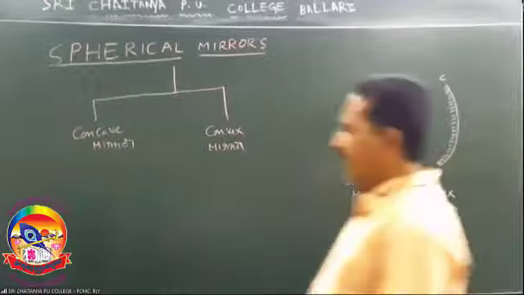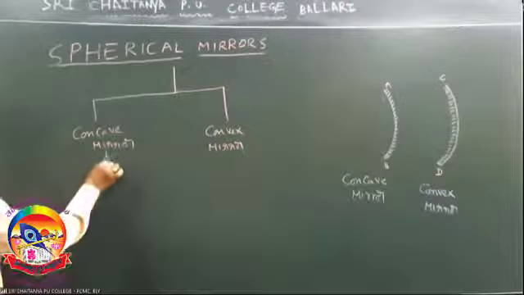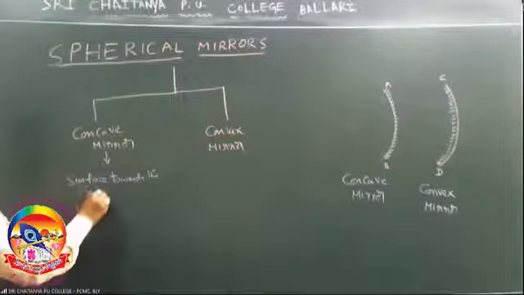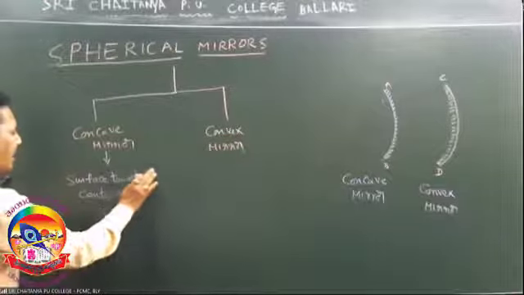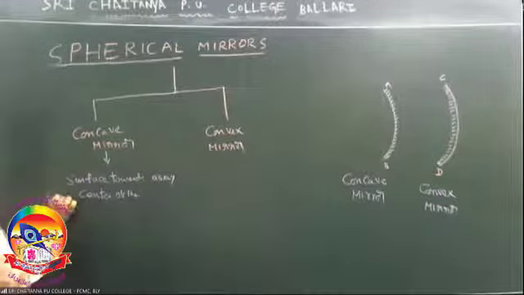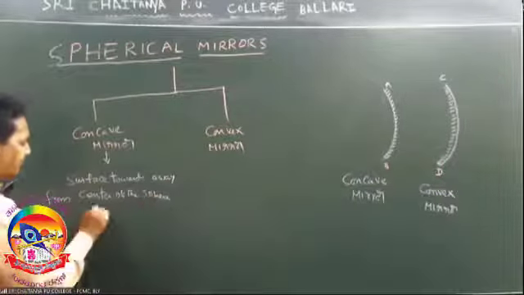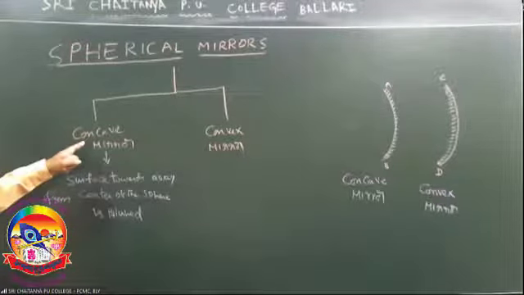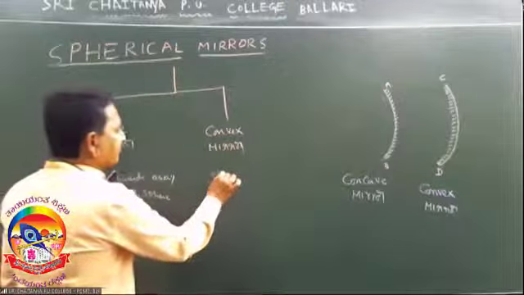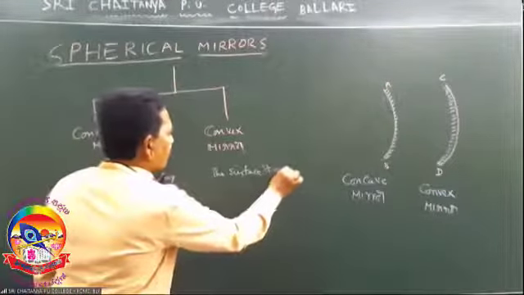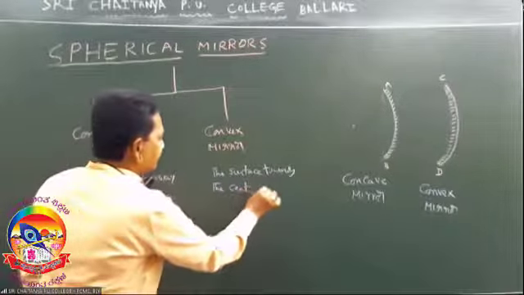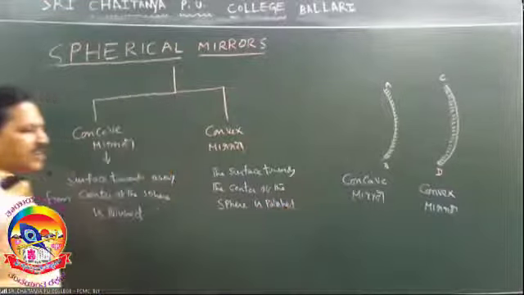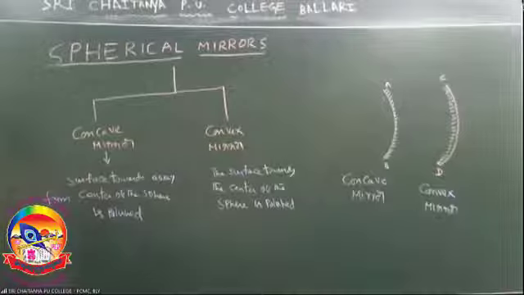So how to define the concave mirror? If the surface away from the center of the sphere is polished, then that mirror is the concave mirror. For the convex mirror, if the surface towards the center of the sphere is polished, then that mirror is called the convex mirror. The other surface is the reflecting surface.